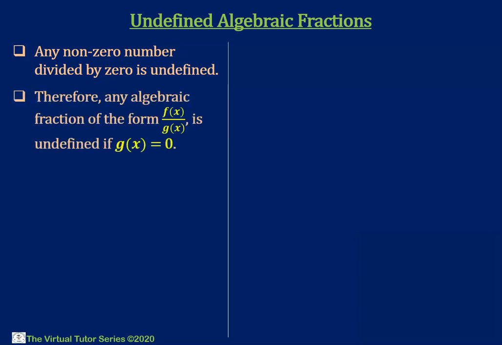Therefore, any algebraic fraction of the form f of x over g of x is undefined if g of x is equal to 0. Putting it differently, since any non-zero number divided by 0 is undefined, an algebraic fraction can only be undefined if the denominator is 0.